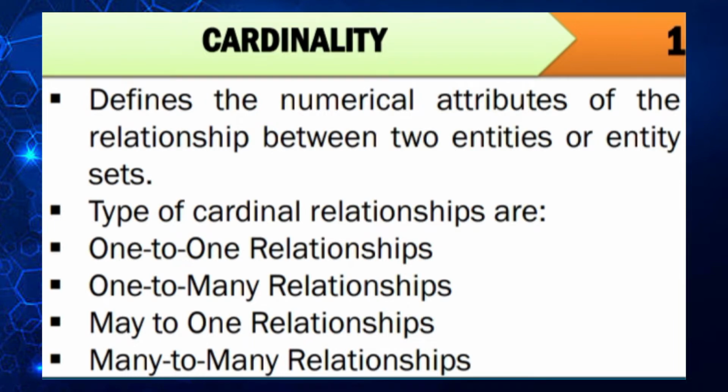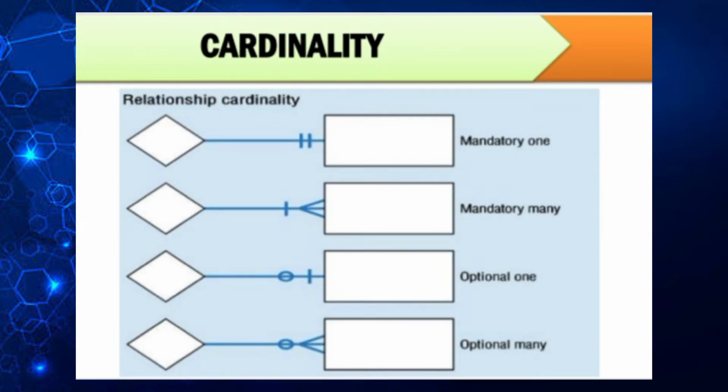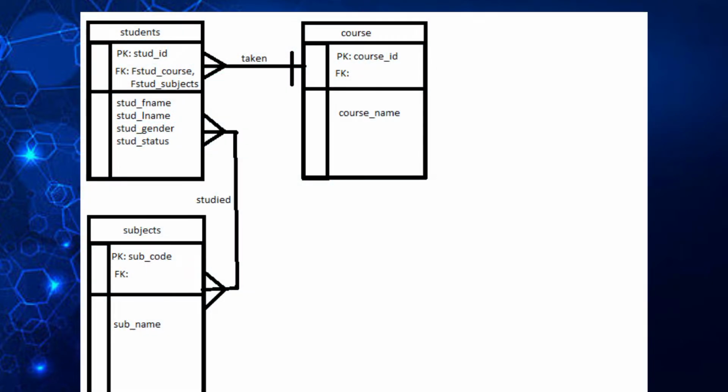Entity relationships has cardinality. It defines the numerical attributes of the relationship between two entities or entity sets. There are cardinality relationships. First, one-to-one relationships. Second, one-to-many relationship. Third, many-to-one relationship. And the last one, many-to-many relationship. In this picture, you will be able to know the symbols of different cardinality relationship. Just take a look at my ERD model, guys. I created it from my relational model.